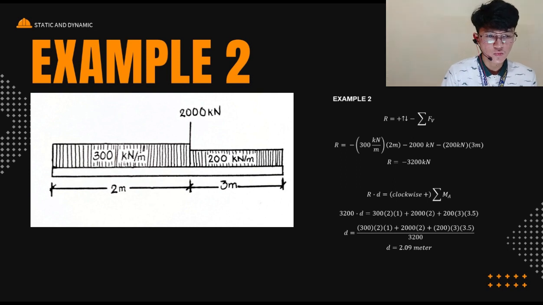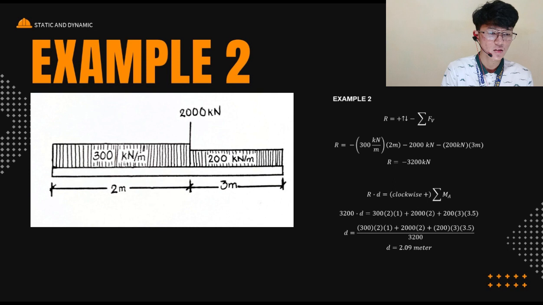So, R equals negative 300 kN per meter times 2 meter dahil doon nga siya nakalagay sa 2 meters. And then, minus 2,000 kN and then minus 200 kN per meter, and then times 3 dahil doon nga siya nakalagay sa 3 meters na length. So, kapag kinalculate natin, makukuha natin is R equals negative 3,200 kN. So, meron na tayong resultant.